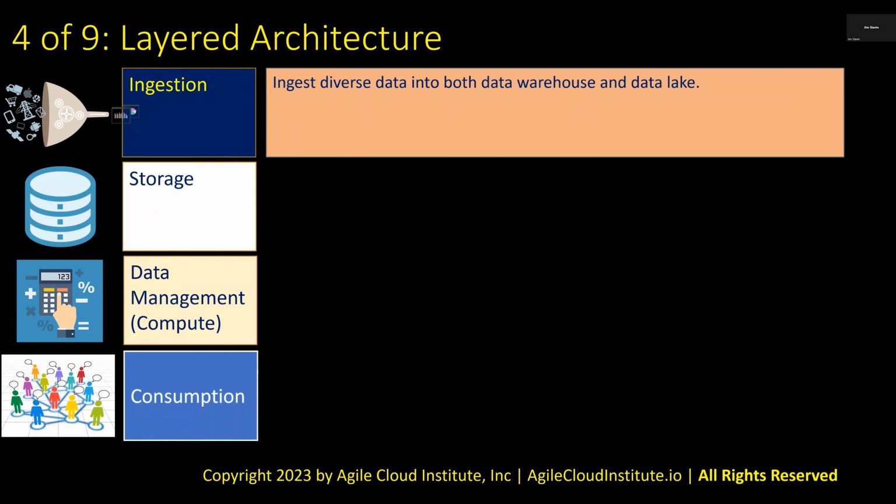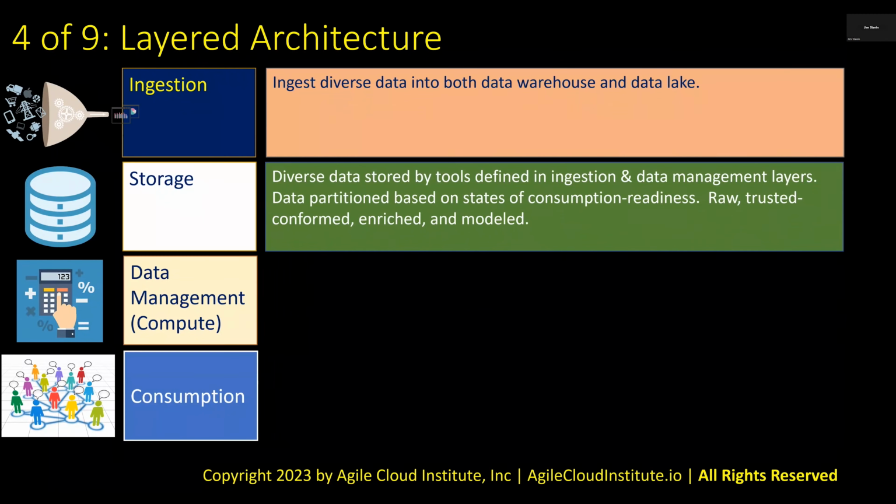The storage layer is where all the many different types of data will be housed. The storage layer can be partitioned so that it will be clear how close each partition is to being ready to be consumed. For example, there might be a raw data partition, a trusted conformed partition, an enriched data partition, and a modeled data partition.